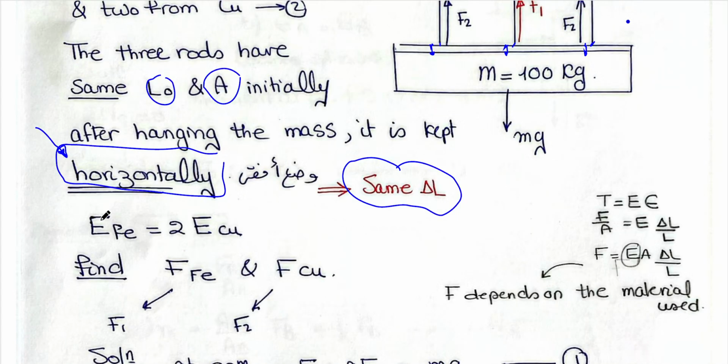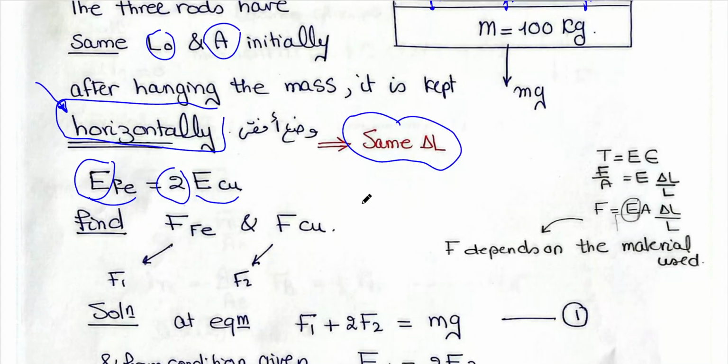It's also given that E for iron is double E for copper. What is E? You remember, E stands for Young's modulus. It's required to find the force acting on the iron rod and the force acting on the copper rod. Again, we don't have except one relation: stress equals Young's modulus multiplied by the strain. You can replace the stress with force over area, and the strain with delta L over L. If you want the force in terms of the other physical quantities, you can write it like this.